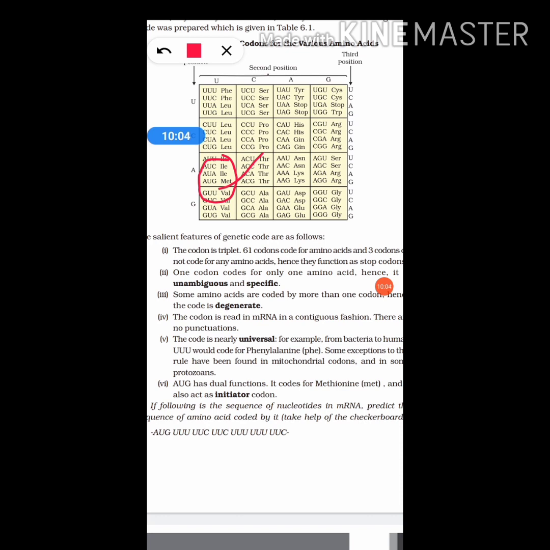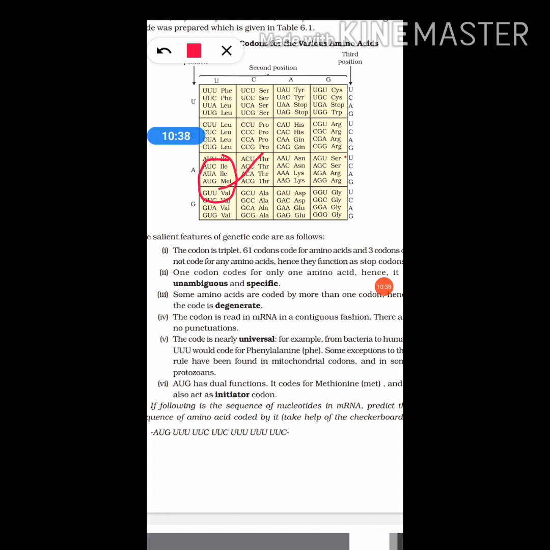So AUG has dual roles. The first one, it will code for which amino acid? Methionine, as usual. Like any other amino acid, it will code for one amino acid. Its name is methionine. And another function is AUG acting as an initiation codon, start codon in every mRNA. So that is the dual role of AUG. So these are the 6 salient features of the genetic code. Clear? Okay, it's a very important question.